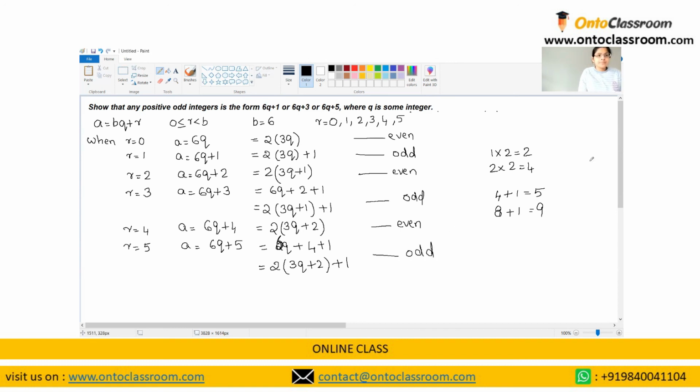So look here, where we got the odd numbers. Here we got the odd number, here we got the odd number, and here also, right? So that means a is equal to 6q plus 1, then a is equal to 6q plus 3, and the next odd number a is equal to 6q plus 5. So we already proved that these are the odd integers. So any positive odd integer is in the form of 6q plus 1, 6q plus 3, or 6q plus 5. So we proved the equations. I hope you understand the problem. Okay, thank you.